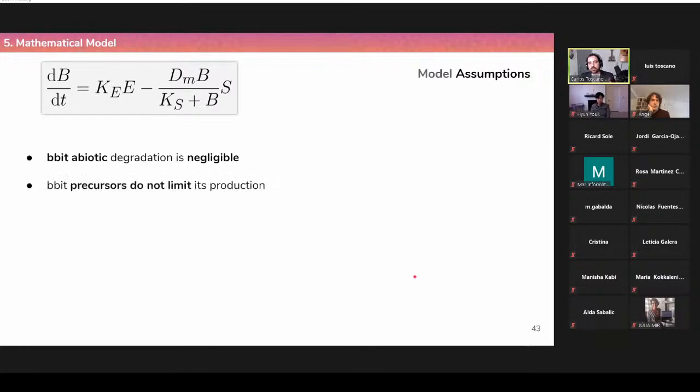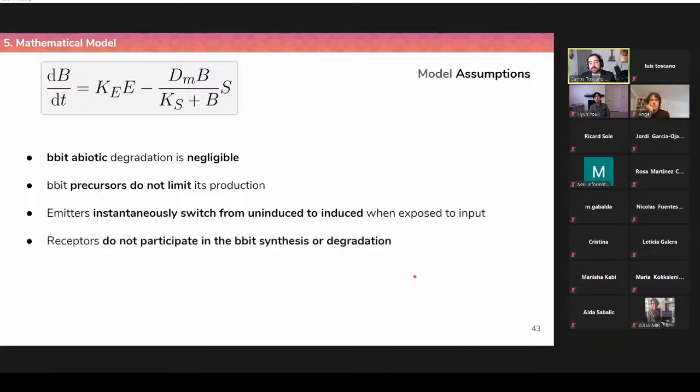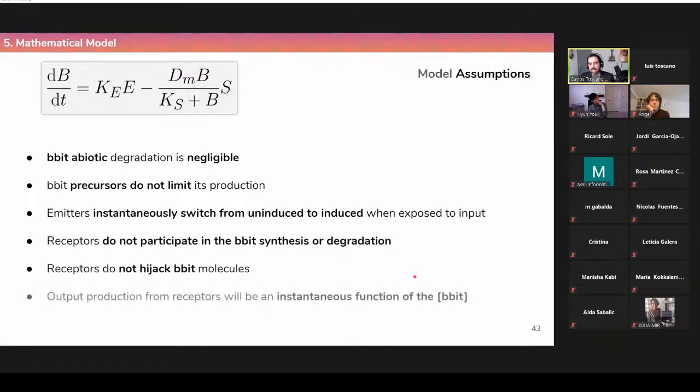We are going to assume that we are not going to have any problem with the BioBit precursors. The emitters are going to instantaneously switch from uninduced to induced when exposed to BioBit. Also, the receptors are not going to participate in the synthesis or degradation of BioBit, and they are not going to hijack BioBit molecules. It's going to have a really very dynamic binding and unbinding with BioBit molecules. And the output production from receptors will be an instantaneous function of the BioBit concentration.